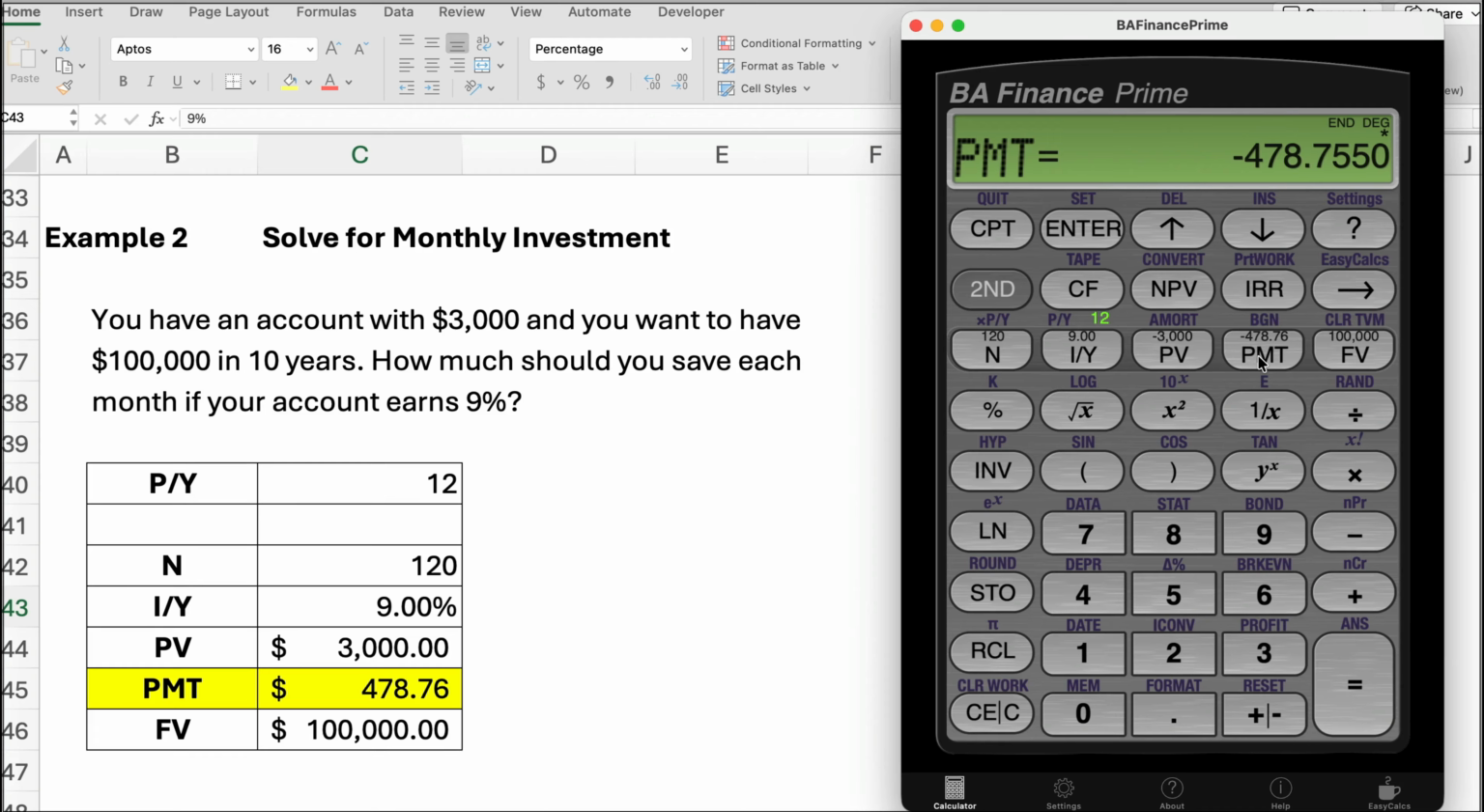So we need to pay out of our pocket $478.76. If you do that and you get exactly 9% every year compounded monthly, then you're going to have 100,000 at the end of 10 years. Okay, that's exciting. That gives you a goal and motivation.